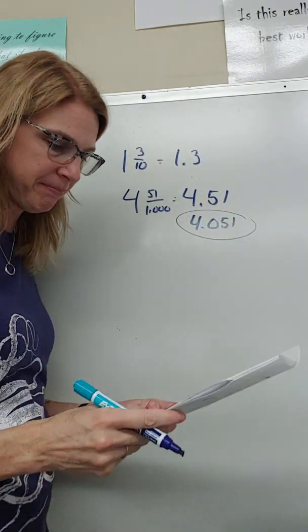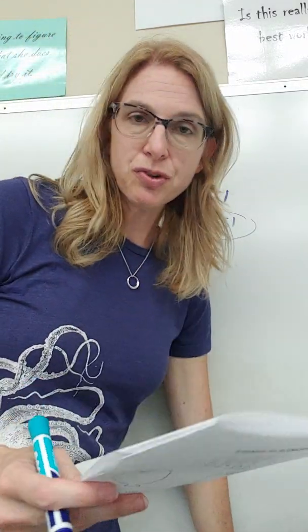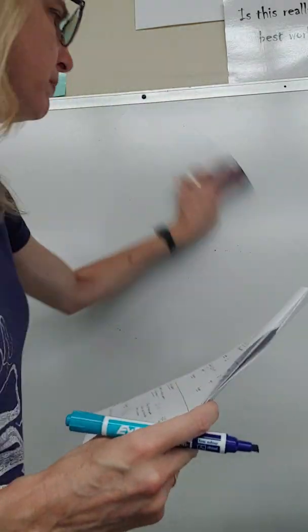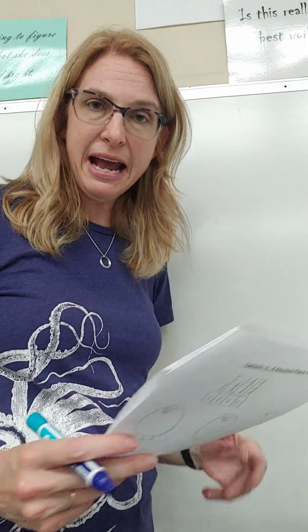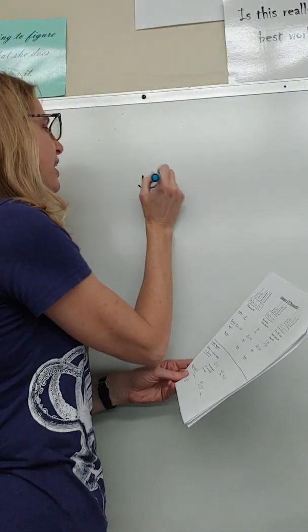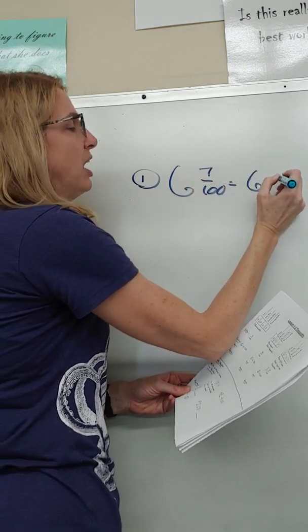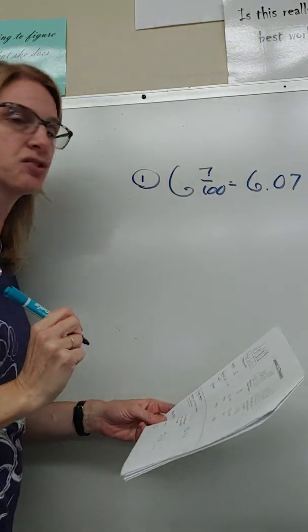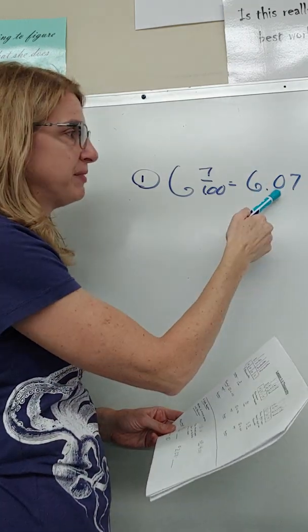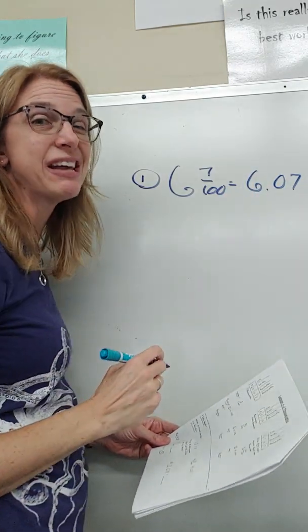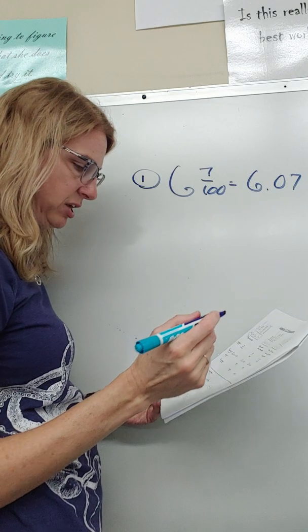Okay? I want you to do the 2 You Try. Okay, so pause the video, do the 2 You Try. All right, and then we'll do them together. Okay, the first one was 6 and 7 over 100, which would be 6 and 7/100ths. Remember about that, it can't be 6.7, that would be 6 and 7/10ths. This is 6 and 7/100ths.